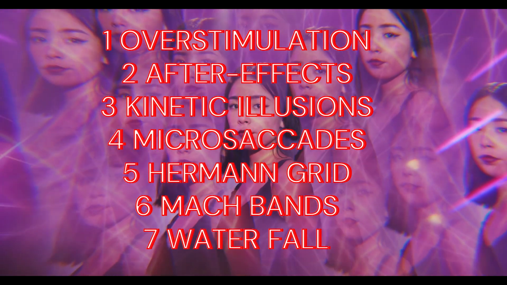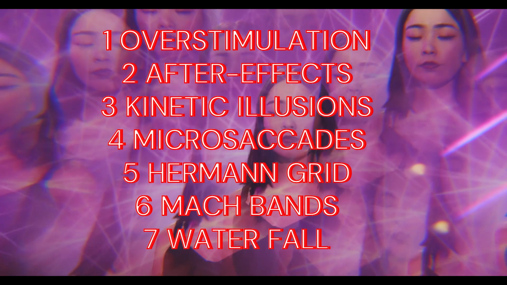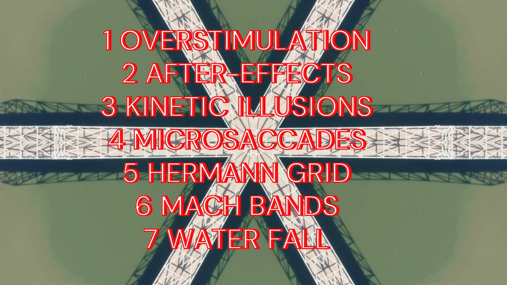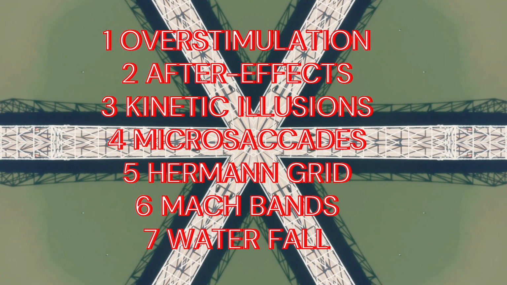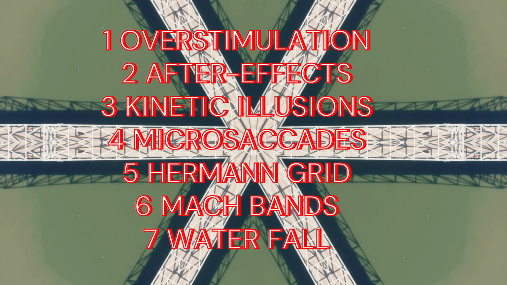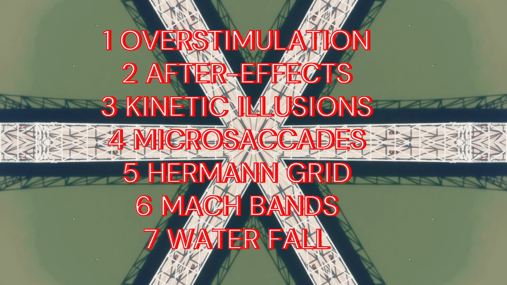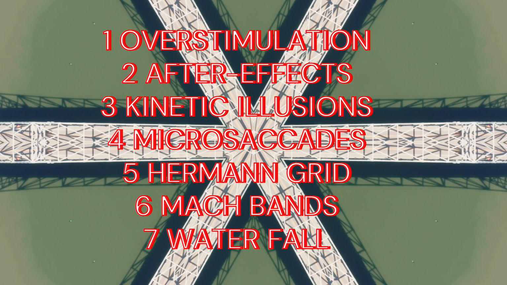Hermann grid illusions. The Hermann grid illusion is a classic optical illusion named after the German physiologist Lorimer Hermann, who first described it in 1870. It involves the perception of gray dots at the intersections of a grid of black lines on a white background, even though no dots are actually present. Here's how it works.